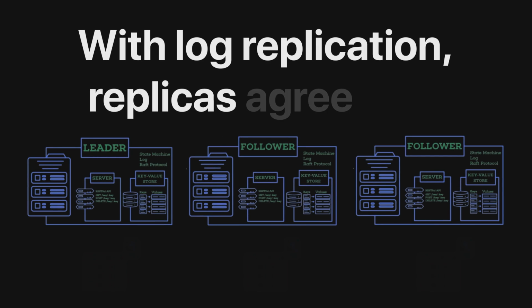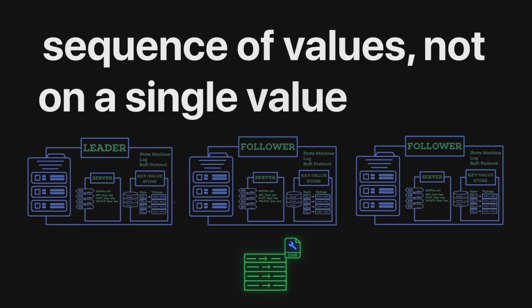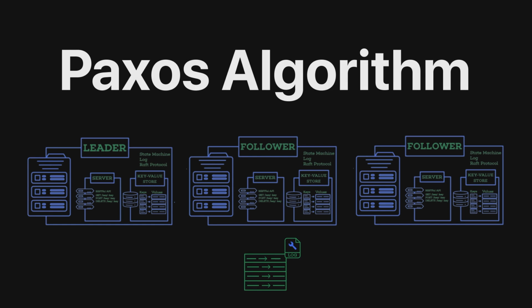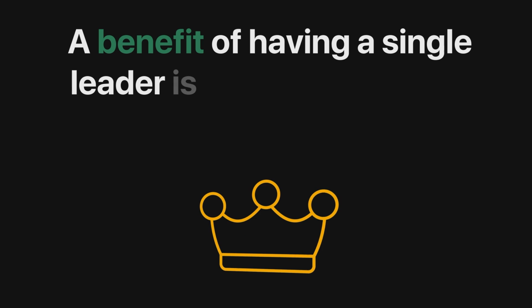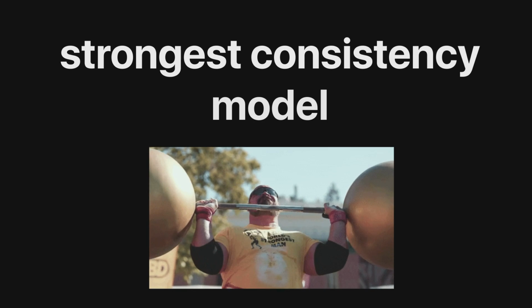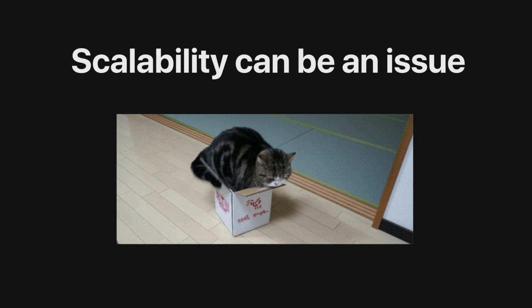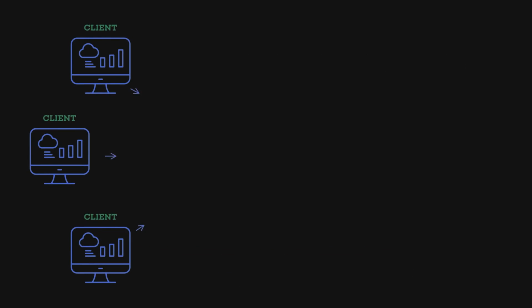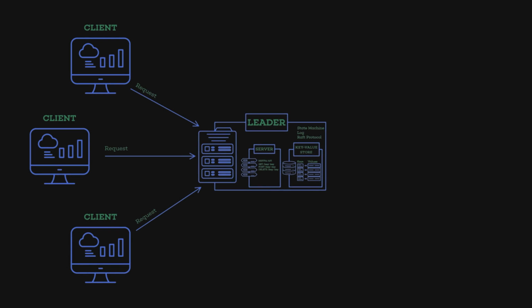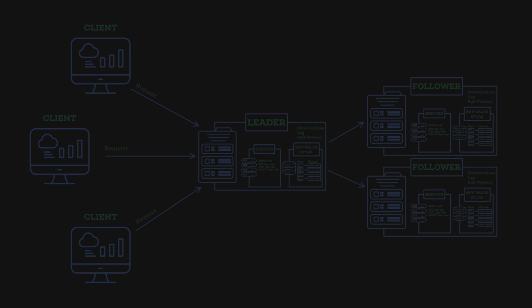With log replication, replicas agree on a sequence of values, not on a single value as with the Paxos algorithm. A benefit of having a single leader is that it guarantees linearizability, the strongest consistency model. But at the same time, scalability can be an issue. Having every client request go through a single leader can become a bottleneck, especially when the leader requires acknowledgement from a majority of followers for every single operation.